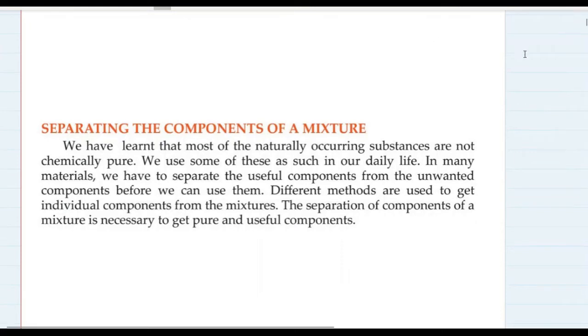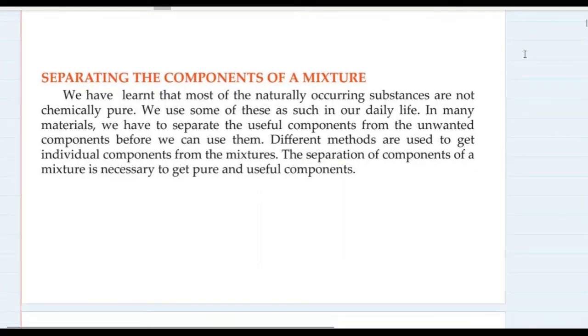So this is the last part of the chapter in which we are going to study about separating the components of a mixture. We have understood in this chapter since the beginning the meaning of pure substances, which exist in the form of elements and compounds, and some other substances which are mixtures, which can also be naturally occurring substances.